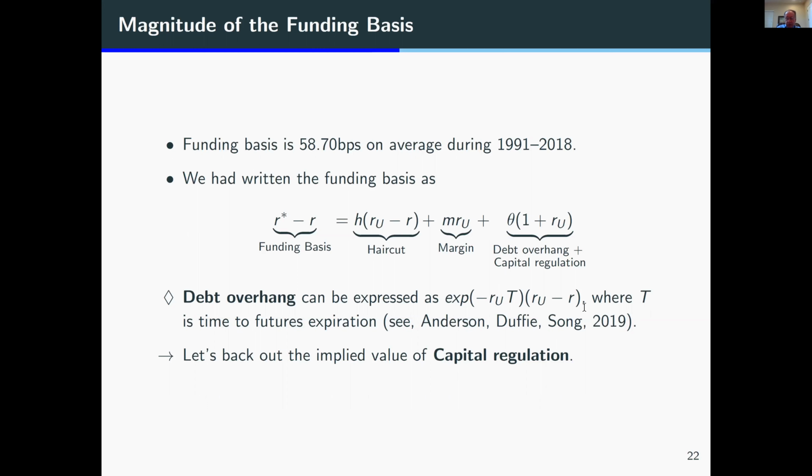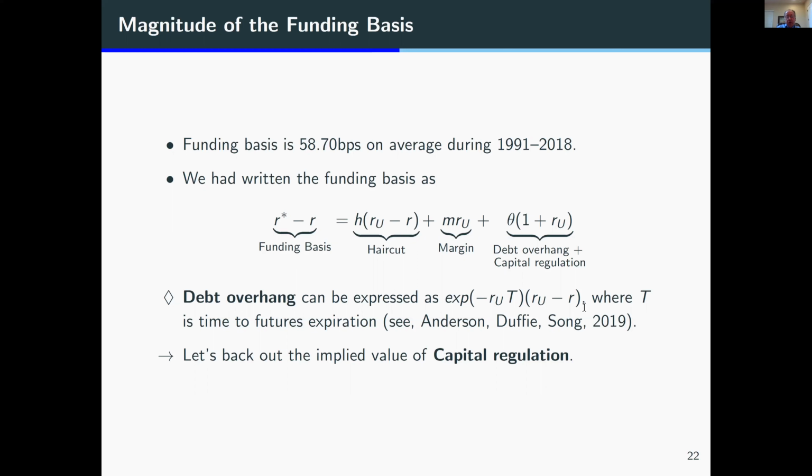If they have to cover their haircuts or their margin by raising capital and they can't do it on a secured basis, they have an incremental funding cost here. So the margins, the haircuts get financed. There's the debt overhang where they have to put in extra capital. In our model, those two things are kind of lumped together.